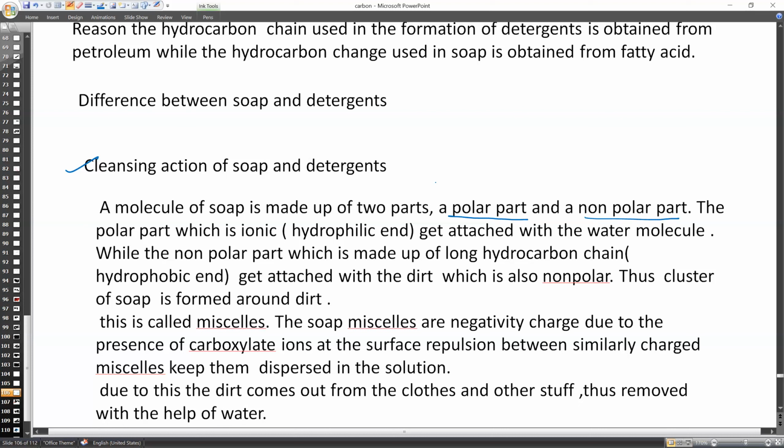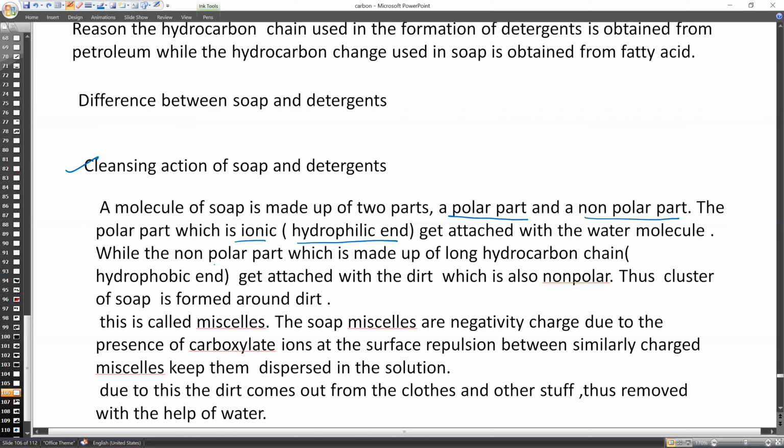Yes, sir. Okay, so one part is the polar part. Polar means which is going to have charges. Another one is the non-polar part. This is the hydrocarbon part. The polar part, which is ionic, is called hydrophilic. Ionic means which is going to have COO minus and Na positive. So these are ions. The part which is ionic is called hydrophilic, meaning water loving, and it gets attached to the water molecules.